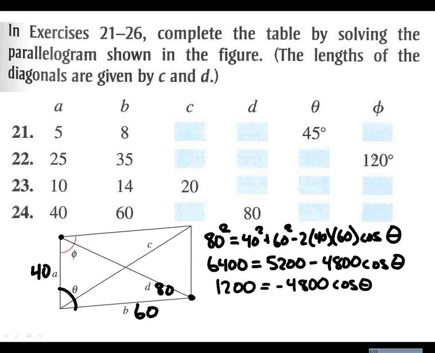Let's divide by 4,800, negative. And we get negative 1/4, negative 0.25 equals cos theta. Let's do the inverse. And we get 104 degrees for theta, 104.5.